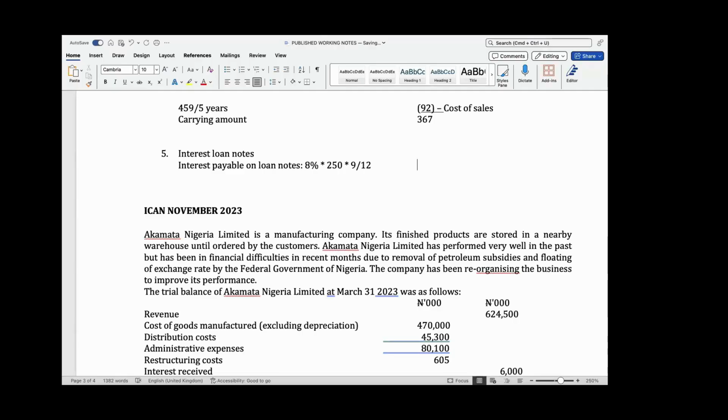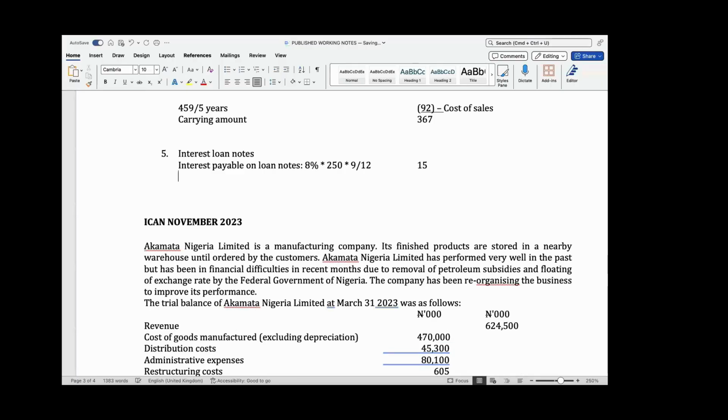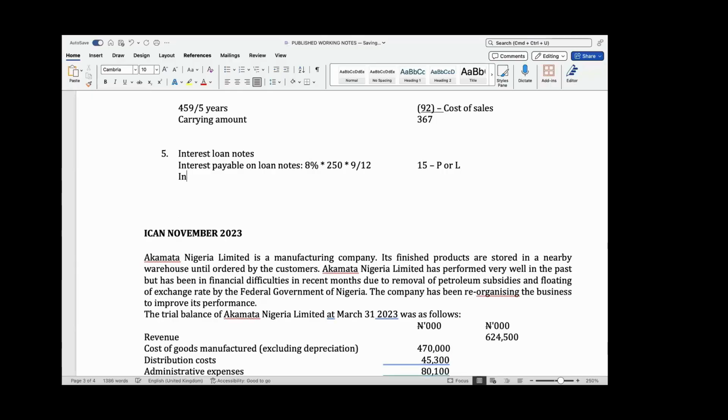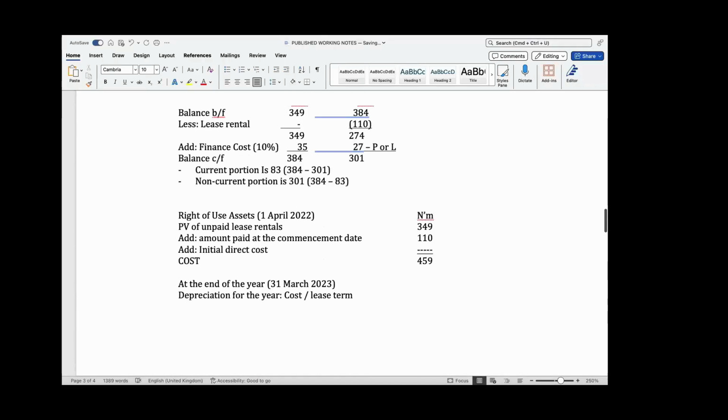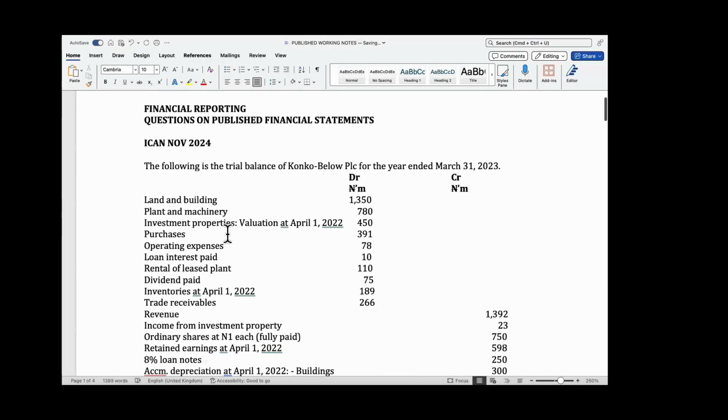How much would that give you? 15. So this interest payable is what you recognize to your P&L as a finance cost. This is what goes to your P&L, the interest payable for the year. But in the trial balance, we saw that we already paid the 6 months portion, which is 10. We have paid 10.